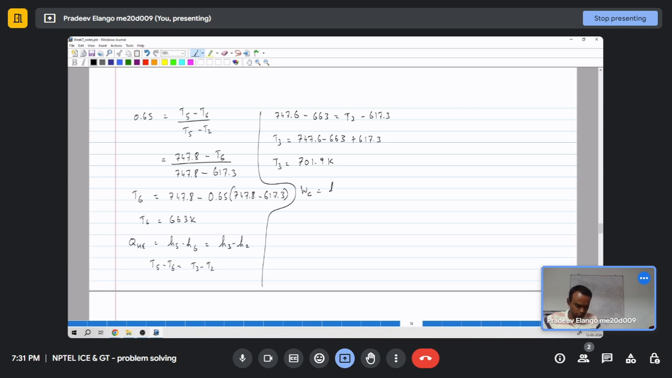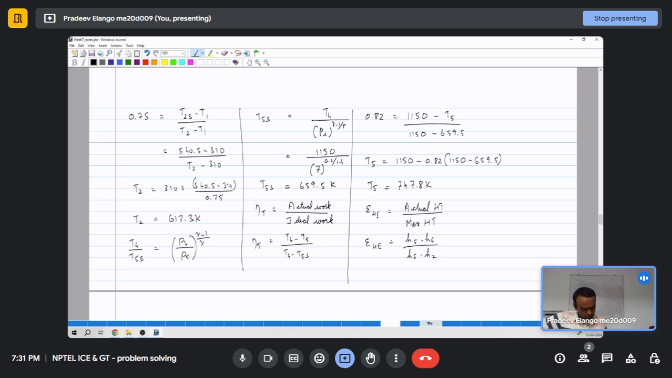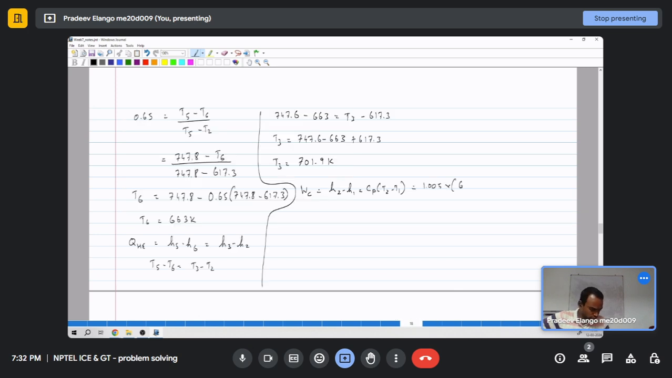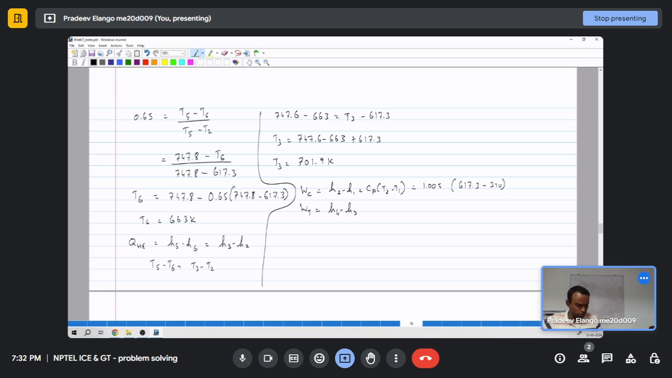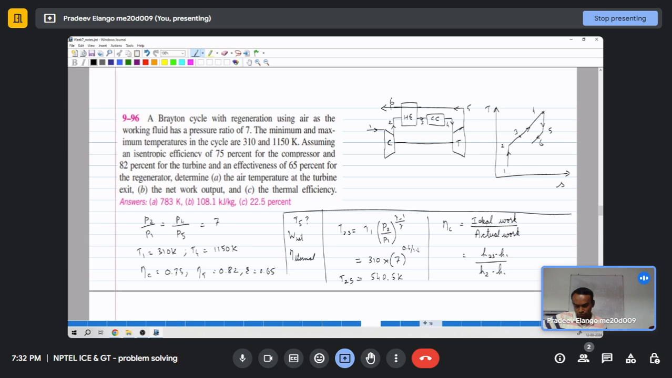The compressor work input is H2 minus H1, that is Cp of T2 minus T1, that is 1.005 into 617.3 minus 310. And similarly, the turbine work is H4 minus H5, so Cp into T4 minus T5. Cp is 1.005, and T4 is the maximum temperature of the cycle, that is 1150.